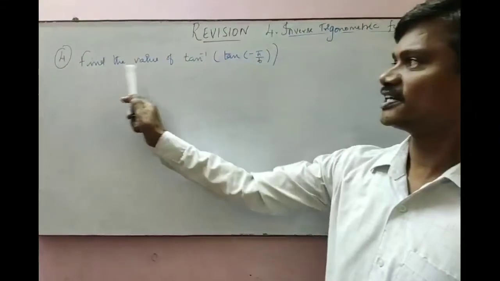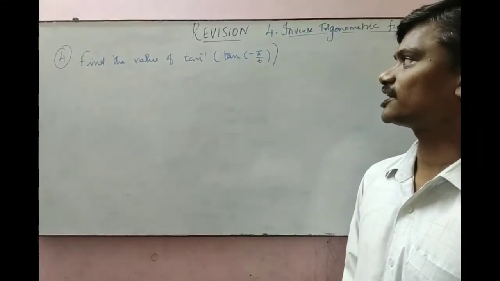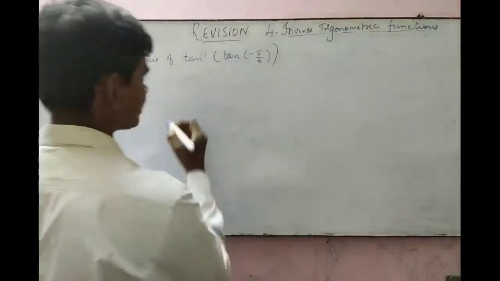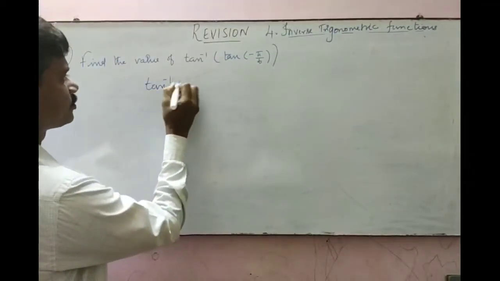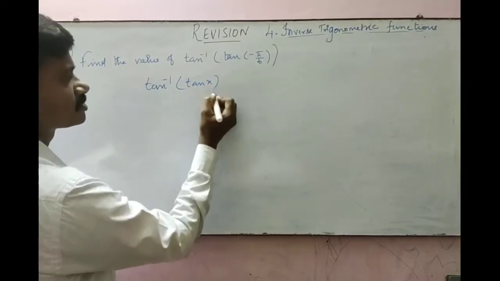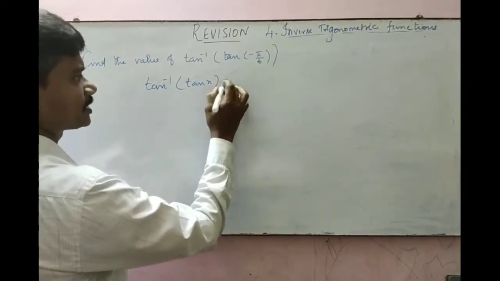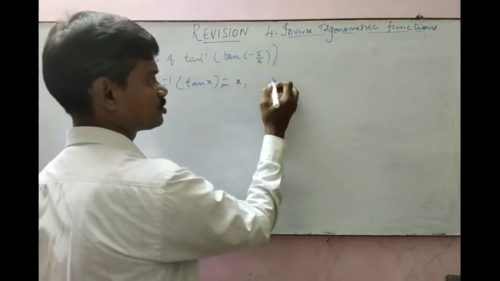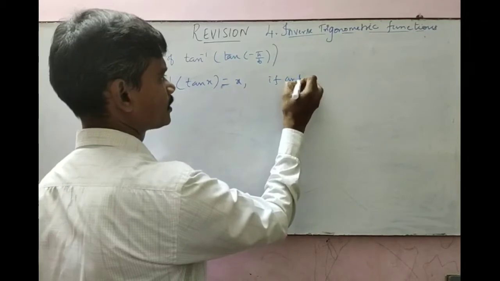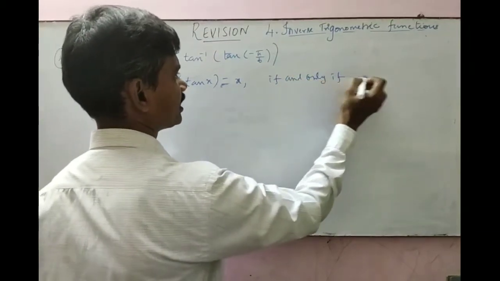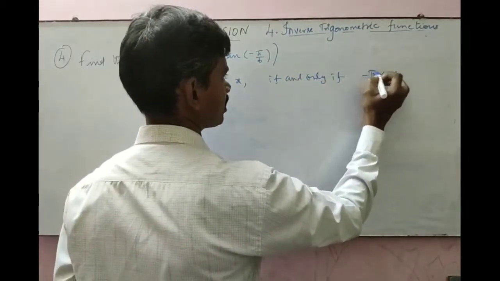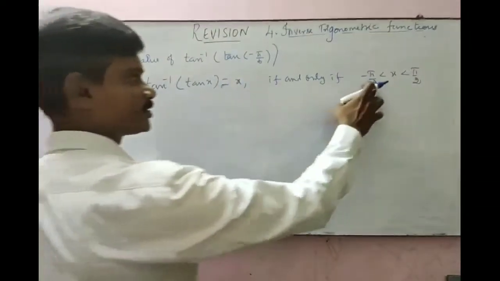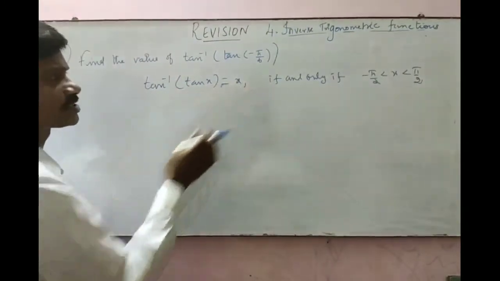Fourth sum, find the value of tan inverse of tan of minus pi by 6. This is in the form of tan inverse of tan x. Tan inverse of tan x is equal to x if and only if x lies between minus pi by 2 to plus pi by 2. For x between minus pi by 2 to plus pi by 2, tan inverse of tan x is equal to x.